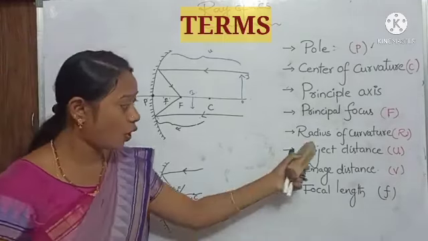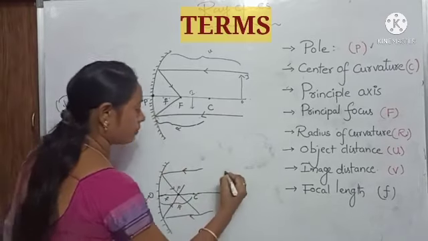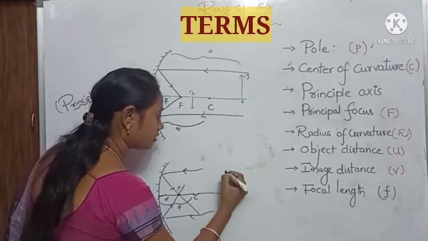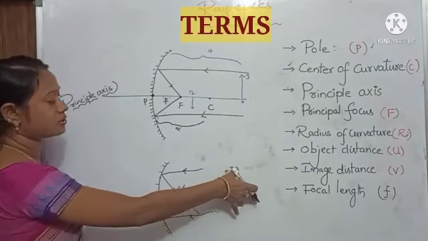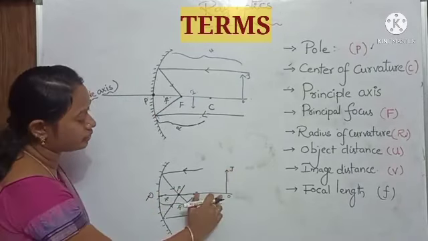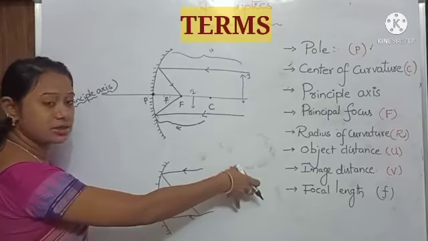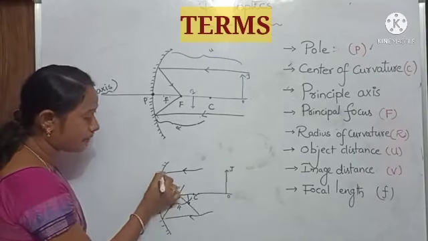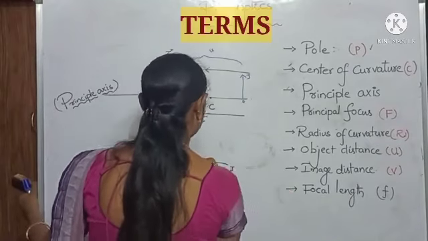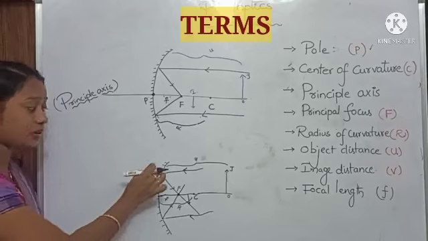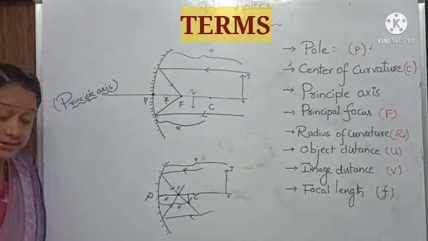Okay. Next, object distance. If I take an object, its name is OJ. Here, the mirror image will form here. This is OJ. The distance between the pole and the object is represented with U. The distance between the pole and the object is known as the object distance.